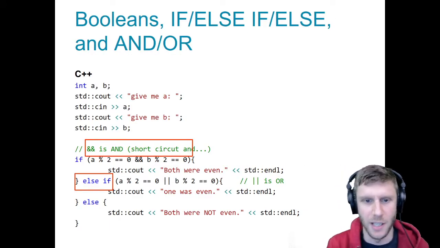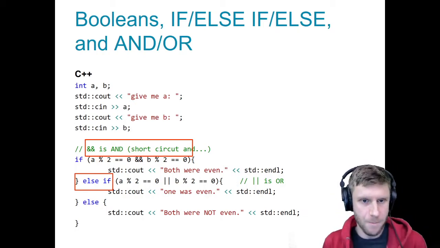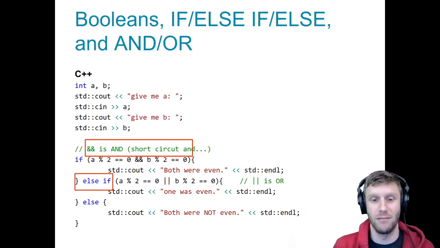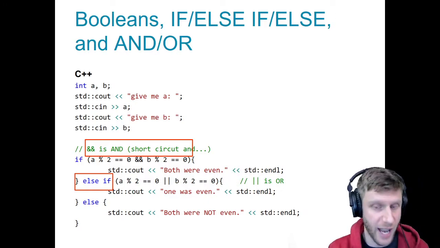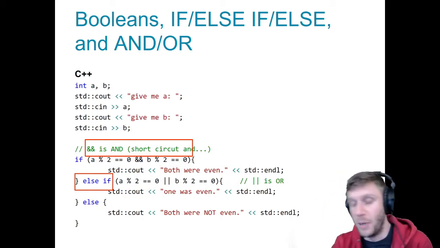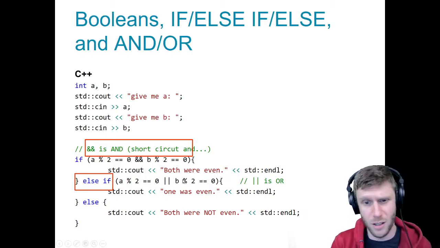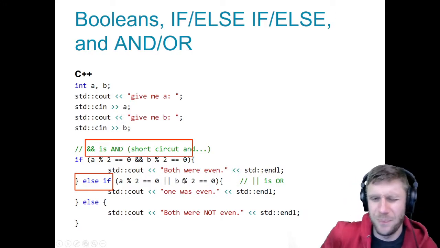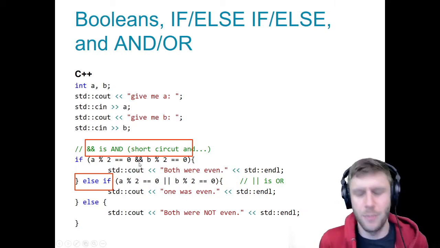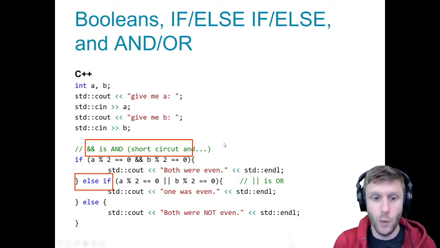So the convention here is, in Python, you write "and" if you want and. In C++, you use ampersands to mean and. And in Python, "or" is "or", and in C++, or is two pipes. But if you had a single ampersand and a single pipe here, it would work.